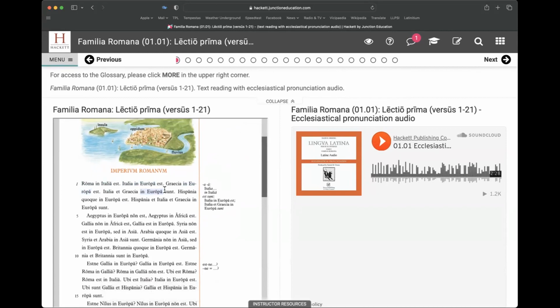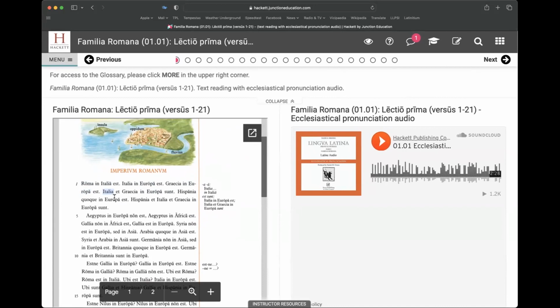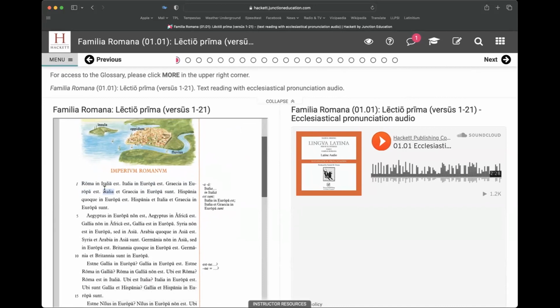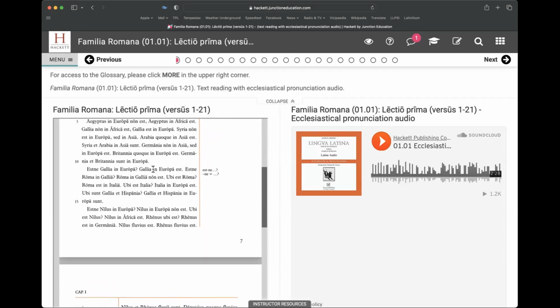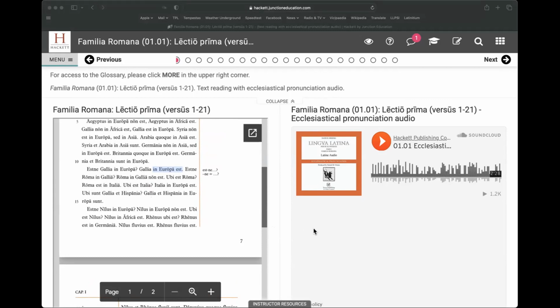Italia and Grecia in Europa est. So Italia is not following in here. It's not behind the preposition. In is called a preposition. And so behind the preposition in, it takes the long A. If it's not, then it doesn't. And so right now it's pretty easy, because in Europa, in Italia, in Grecia, and Asia, all the A words take that long A.